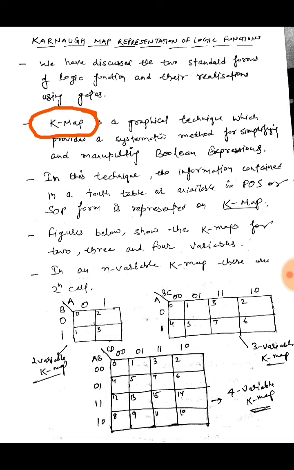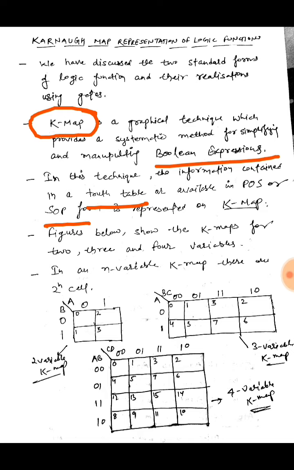So it is a graphical method or graphical technique which provides a systematic method for simplifying and manipulating Boolean expressions. So it is a graphical technique to simplify the Boolean expressions or Boolean functions. In this technique, the information contained in a truth table or available in POS or SOP form is represented on a K map, which consists of several cells.